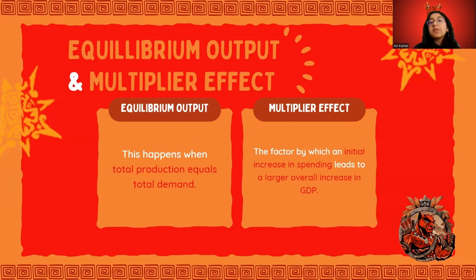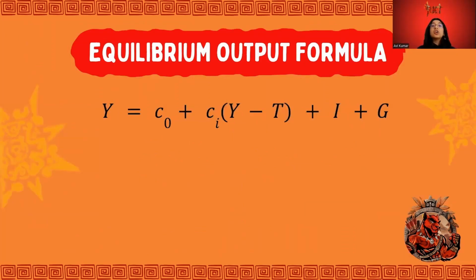Then we have the multiplier effect. This is the factor by which an initial increase in spending leads to a larger overall increase in GDP. So how a little bit of increase in the spending in an economy overall with the cycle leads to an overall increase in GDP. Now, we're going to look at the equilibrium output formula.